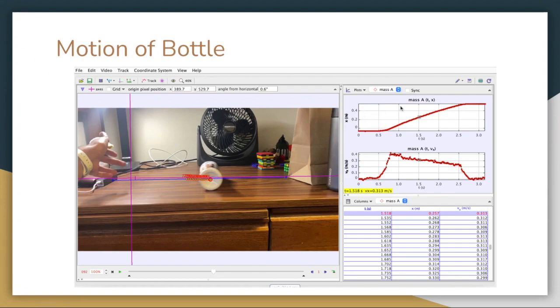So here, this generated for us a position versus time graph. We can see our constant velocity part is going to be about right here, where there's almost a linearly increasing line. And here is our velocity versus time graph in the x direction. We can see we have a relatively constant velocity in the x direction.